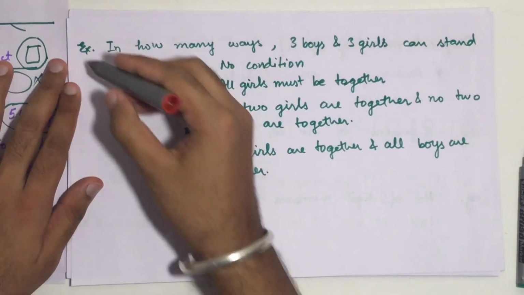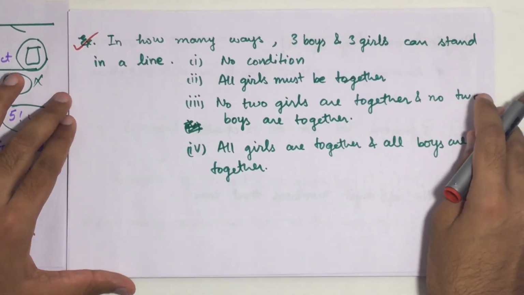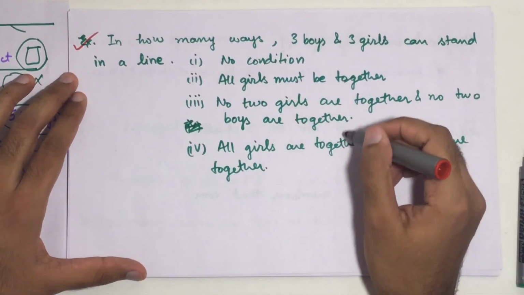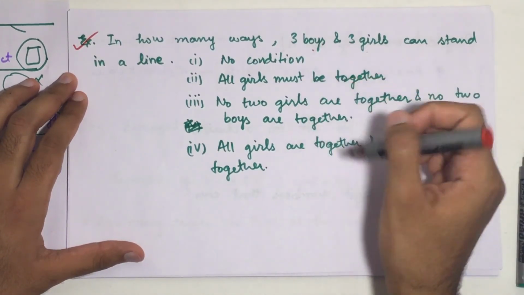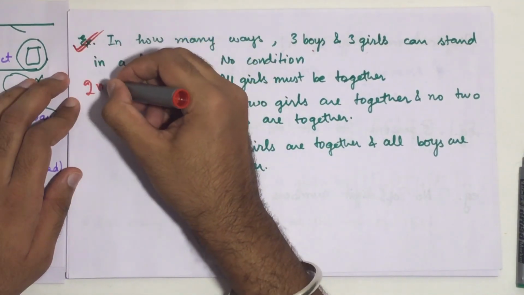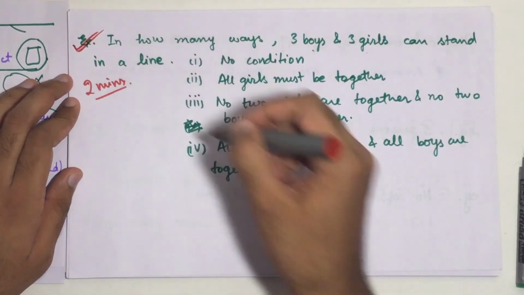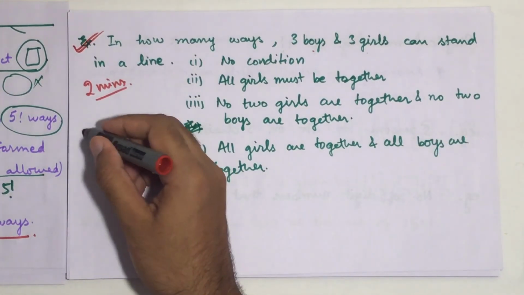Now students, it is a very important example and it covers a lot of questions. Look very carefully. In how many ways 3 boys and 3 girls can stand in a line? I think you should pause the video here for 2 minutes and try to solve this question on your own and then verify your answer with what I am explaining. Okay students, so pause.